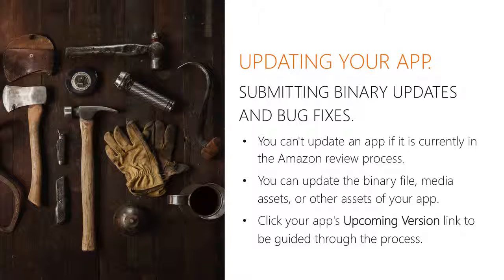If you want to update content or fix bugs, it's easy to submit a new version. The only time this isn't possible is when your app is presently in the Amazon app publishing pipeline. In that case, you must cancel the submission or wait for the approval process to complete. Otherwise, you can use the developer portal to update the binary file, media assets, or other data associated with your app at any time. Your live apps will have sections for current version and upcoming version accessible from the General Information tab. Click the upcoming version link to submit a new version of your app.